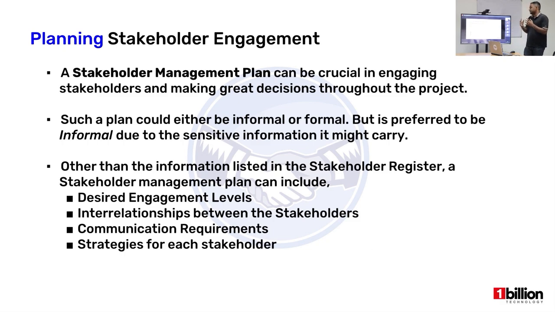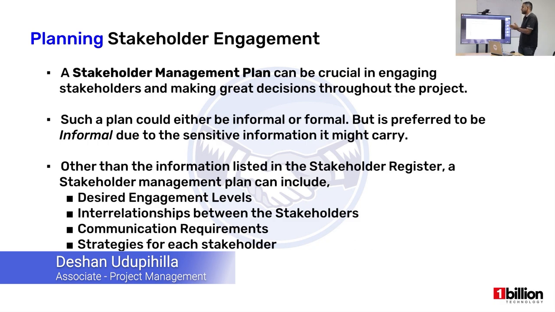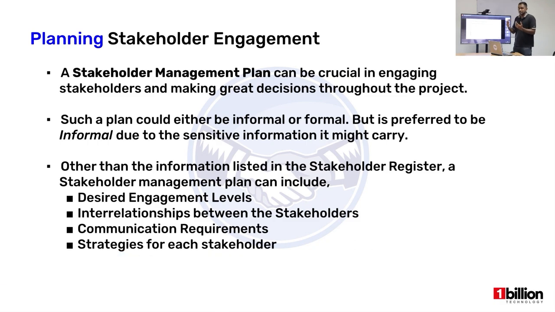Right. So other than the information that was listed in a stakeholder register, a stakeholder management plan can involve the desired engagement levels from each stakeholder and interrelationships between the different stakeholders. So this could be, again, as I mentioned before, the organization and the client. And of course, you as the team are a different entity to that. So there could be a different relationship between the organization and the client as well. So interrelationships between the stakeholders are quite important.